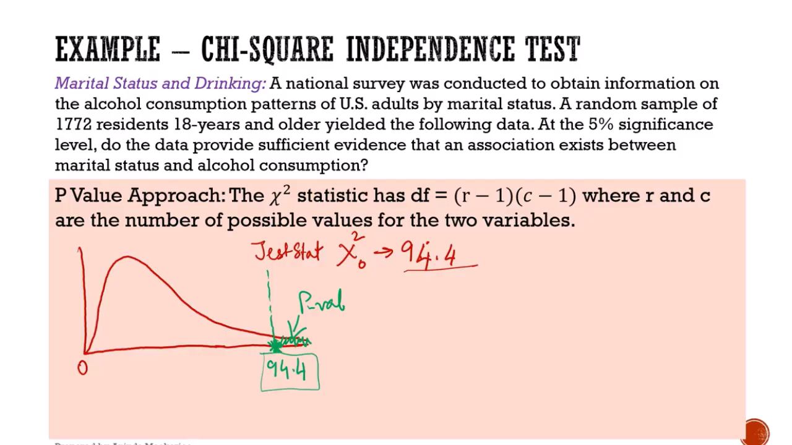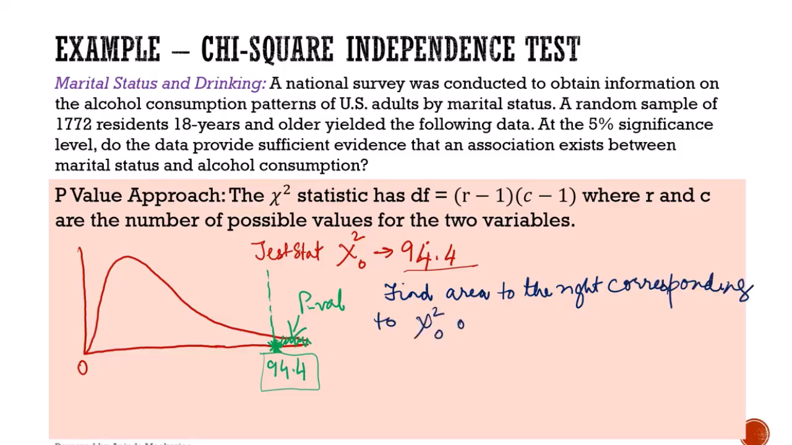Again, what is the p-value? The p-value represents the probability of finding a test statistic as extreme as 94.4, assuming that the null hypothesis is true. So let's write what we are doing here: find the area to the right corresponding to a chi-squared value of 94.4 with df equals 6, and that is a very small value, 0.0005 really. Naturally, 94.4 is a pretty large chi-squared value, so it's way to the right, and the further you go to the right, the closer the curve gets to the horizontal line, approaching 0. That's why we have a very small p-value.